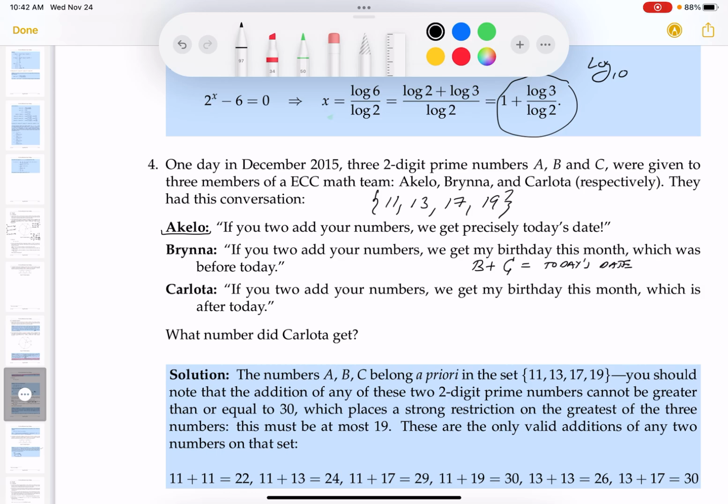All right, let's talk about this person talking now. That's B, right? Who's she talking about? A and C. So A and C, if you add your numbers together, we get my birthday this month, which was before today. So I'm going to say it's less than today's date.